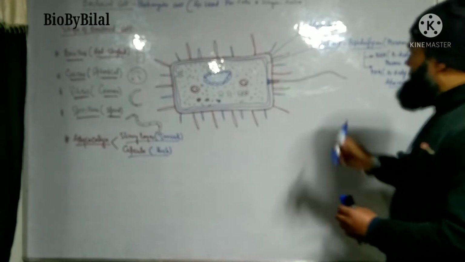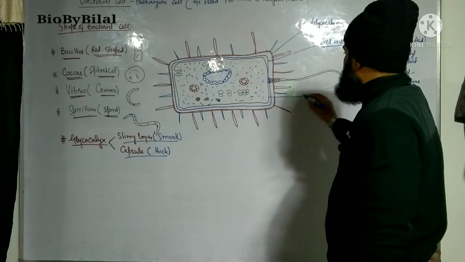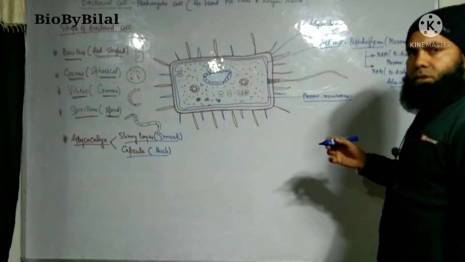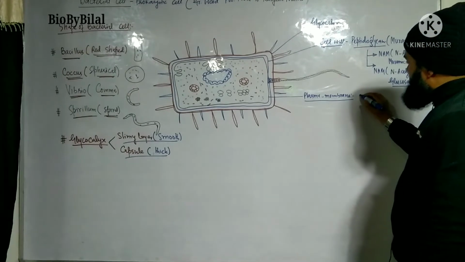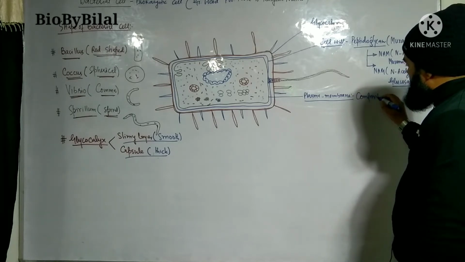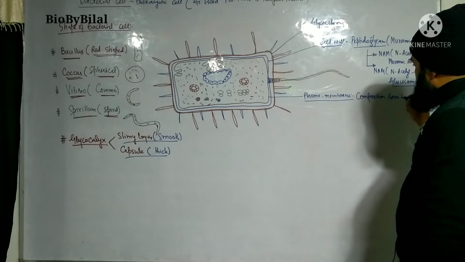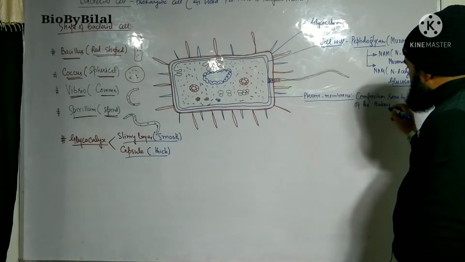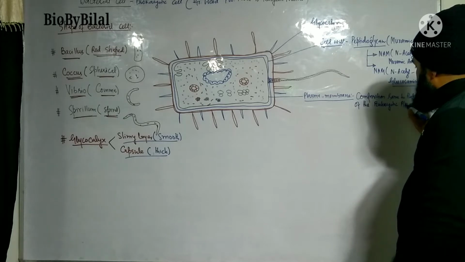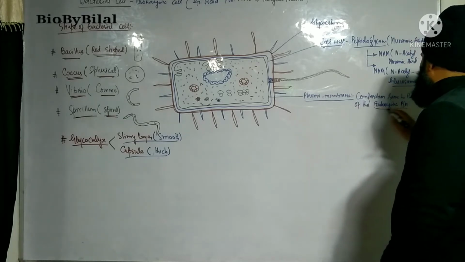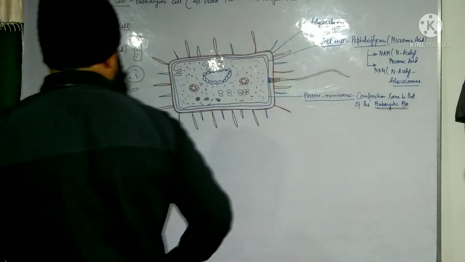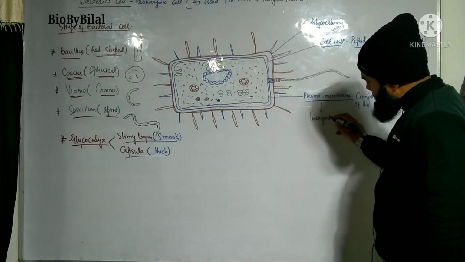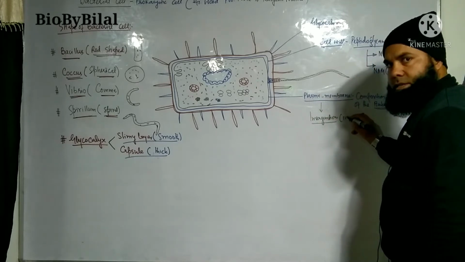Then inner to this there is the plasma membrane. Its composition is somewhat the same as that of the plasma membrane of the eukaryotic cell. Point to be noted here. But this plasma membrane has invaginations, that is called infolds as well.